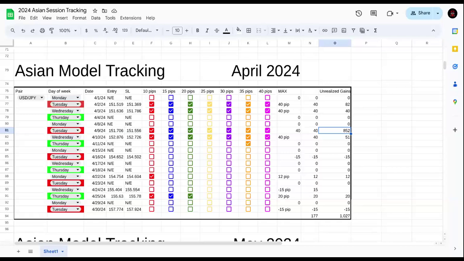Oftentimes, it's better, and you'll see why. It's better to leave your stop loss at its original level, because you'd be able to catch something like this, 852 pips. Now, thinking about this, if you have a high trading IQ, you know that this trade basically trended for multiple weeks at a time, pretty much the entire month.